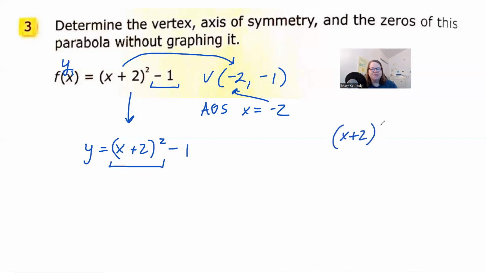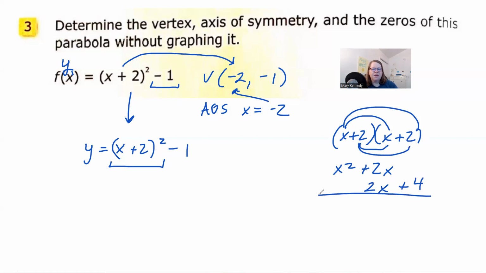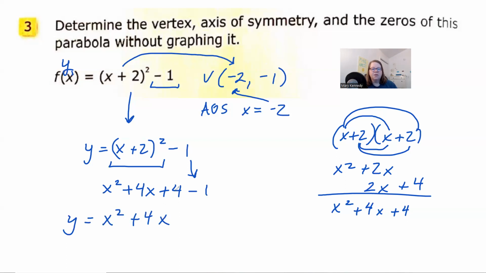(x plus 2) squared means (x plus 2) times (x plus 2). And so we'll need to distribute: x times x is x squared, x times 2 is 2x, and then we'll distribute the 2. 2 times x is 2x, 2 times 2 is 4. Combine like terms, we have x squared plus 4x plus 4. And so this is x squared plus 4x plus 4, and then we have the -1 still. So to clean that up, we can combine like terms. We have x squared and 4x, but then we have 4 minus 1, which is 3.